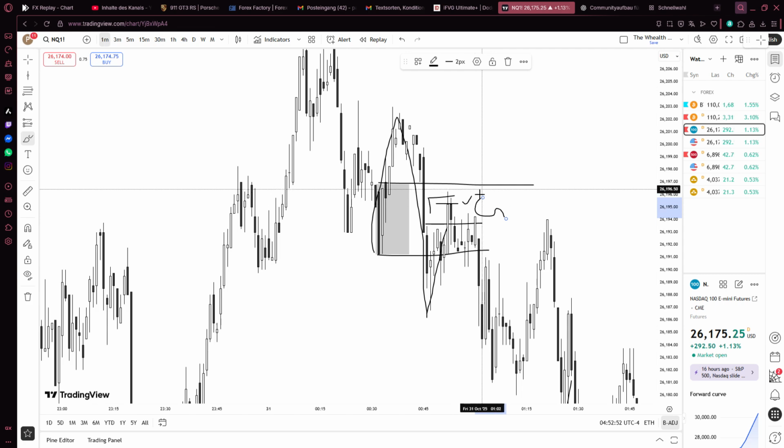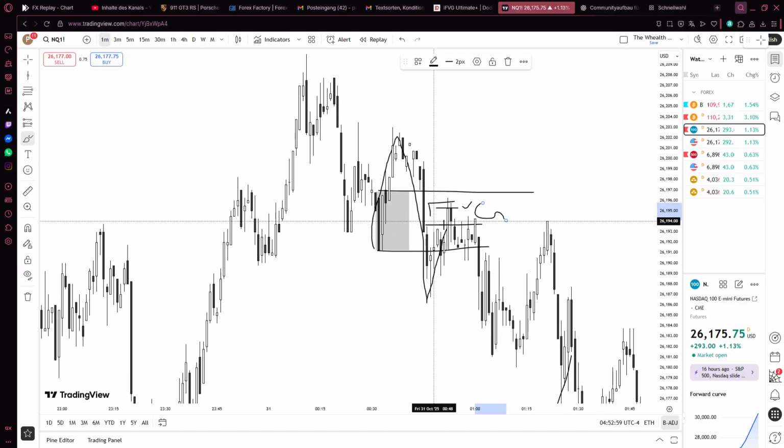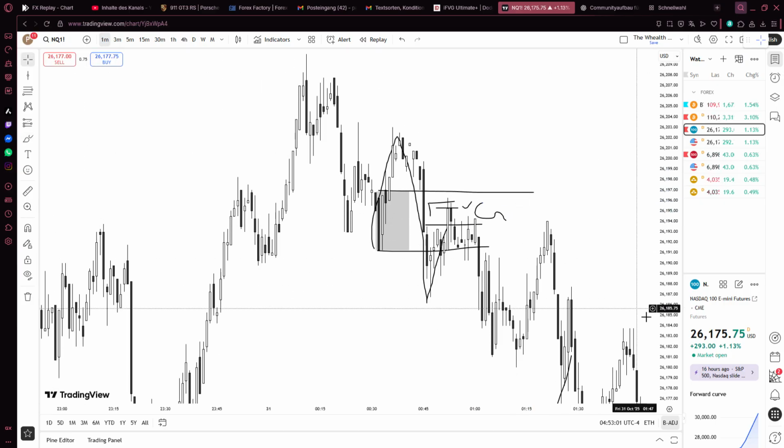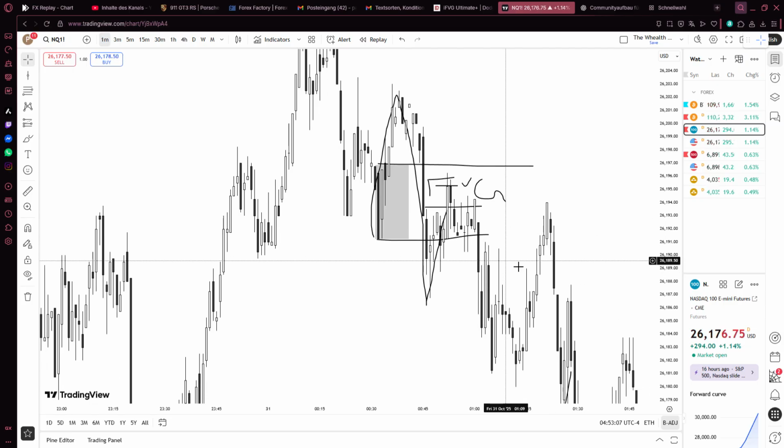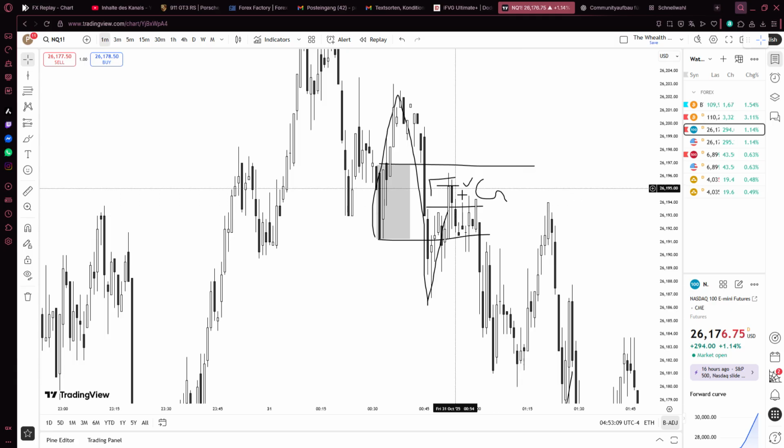Bro, horrible. Why can't I draw? Like, breaker block with this fair value gap. This is called a unicorn model. Yeah, I don't like the unicorn model anymore. I traded it like 3 months, but I don't like it really much. Like, this would be a unicorn model. I'm gonna go over the models because we have our own models, and I'm gonna confuse you.